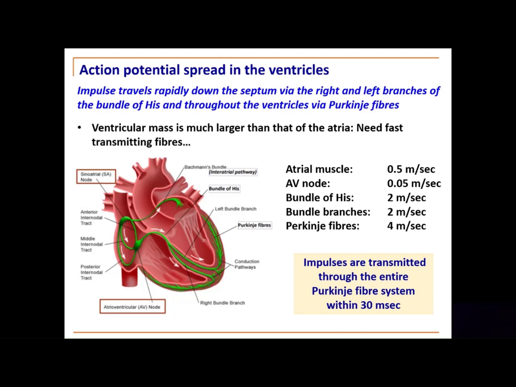And so what this means, because the electrical current can flow through the bundle of His, bundle branches, and the Purkinje fibers so fast, the impulses are transmitted throughout the entire ventricular mass within about 30 milliseconds, which means that they can then go on to depolarize and then contract simultaneously, and that's exactly what you want.